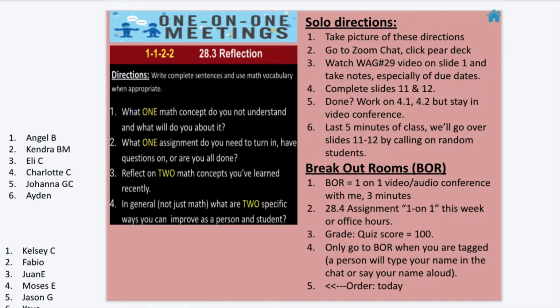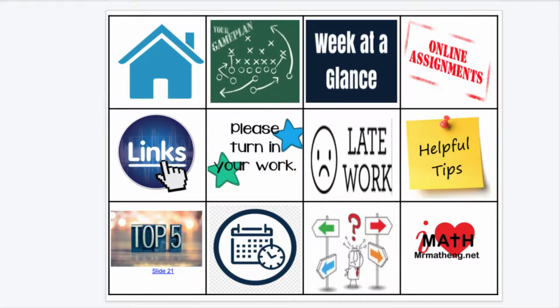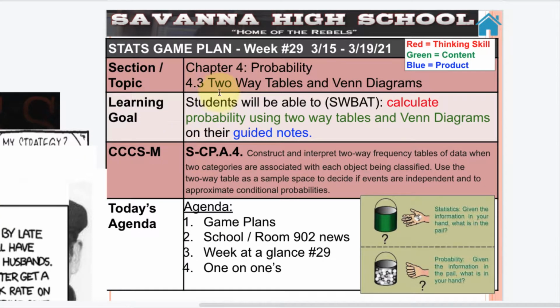We'll be continuing on our one-on-one conferences, grid view, and game plans, week 29, March 15th to March 19th, 2021. We are focusing in Chapter 4, Probability. This week we are going to do 4.3, two-way tables and Venn diagrams to help us understand probability.